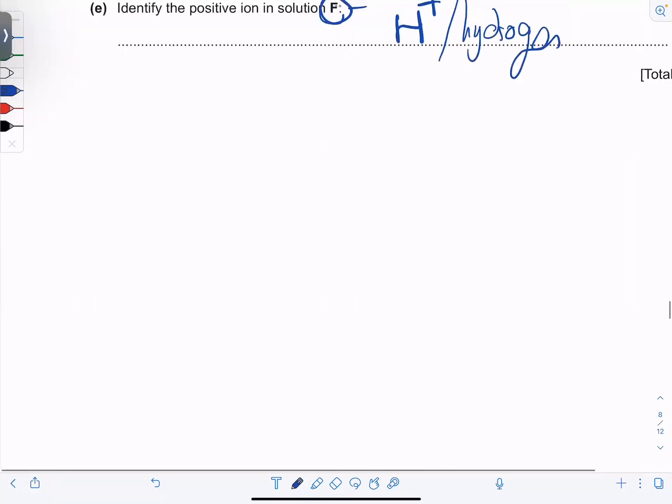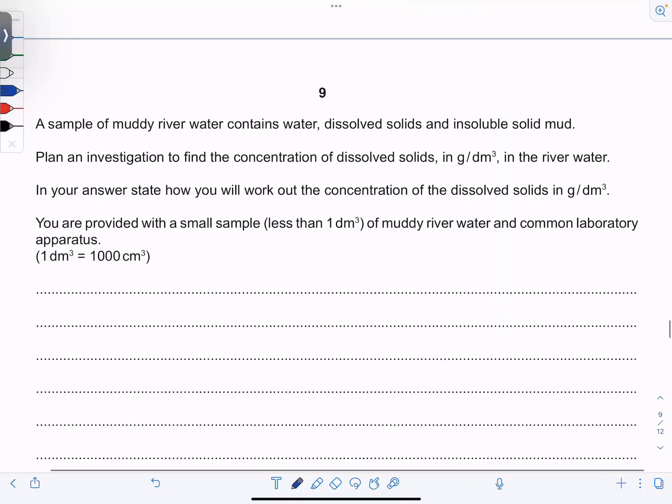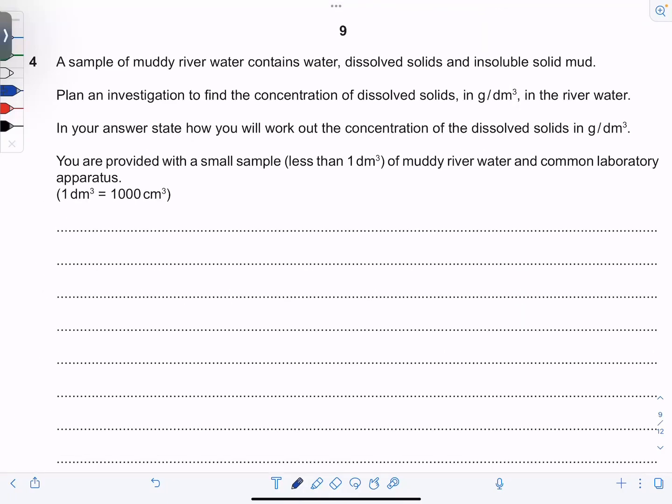Finally, the investigation, he says, a sample of muddy river water contains water, dissolved solids, and insoluble solid mud. So you have 3 things: water, dissolved solids, and insoluble solid mud. Plan an investigation to find the concentration of dissolved solids in gram per decimeter cubed in the river water. In your answer, state how you will work out the concentration of the dissolved solids in gram per decimeter cubed. You're provided with a small sample of muddy river water and common laboratory apparatus.